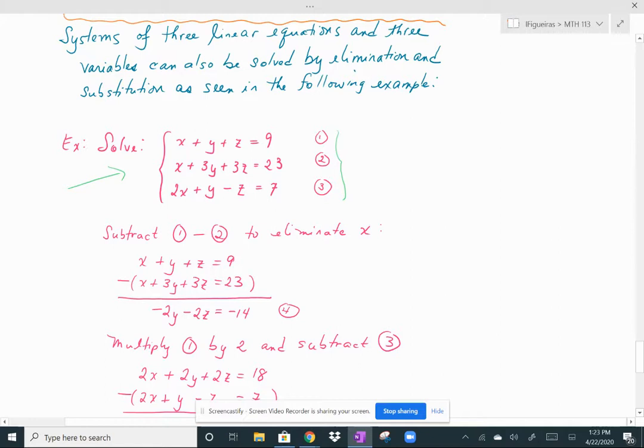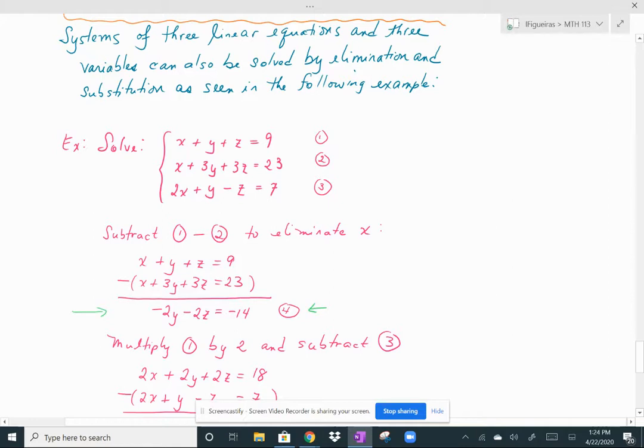So the first thing I'm going to do is make a decision as to which variable I want to eliminate. Really, any of them would be pretty easy to work with. So I'm just going to eliminate the x's by subtracting equations 1 and 2. That work is here below. So I have equation 1 minus equation 2. And when you're subtracting, that means that all of the signs in equation 2 will change. So you get this result here, which is -2y minus 2z equals -14. I'm going to call that equation 4, again, just so that I can talk about things more easily.